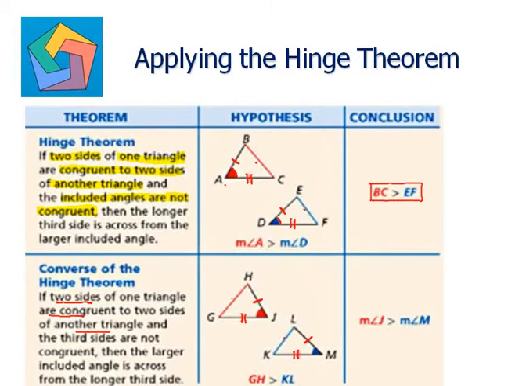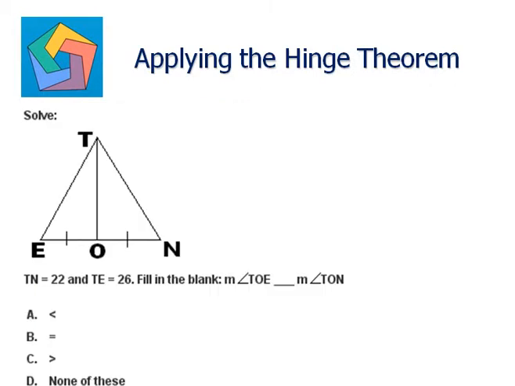So let's look at a problem now. Solve. We have triangle TEN here. TN is 22 and TE is 26. It is given that EO is congruent to ON. Fill in the blank. Measure of angle TOE is dash the measure of angle TON. Now in this triangle, segment EO is congruent to segment ON, and we can also say segment TO is congruent to segment OT by using the reflexive property.